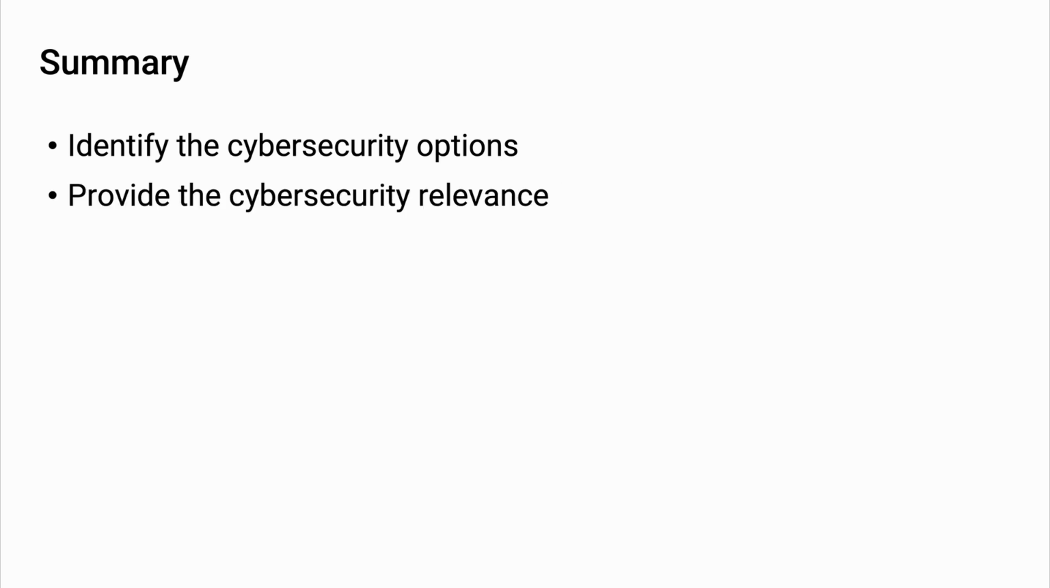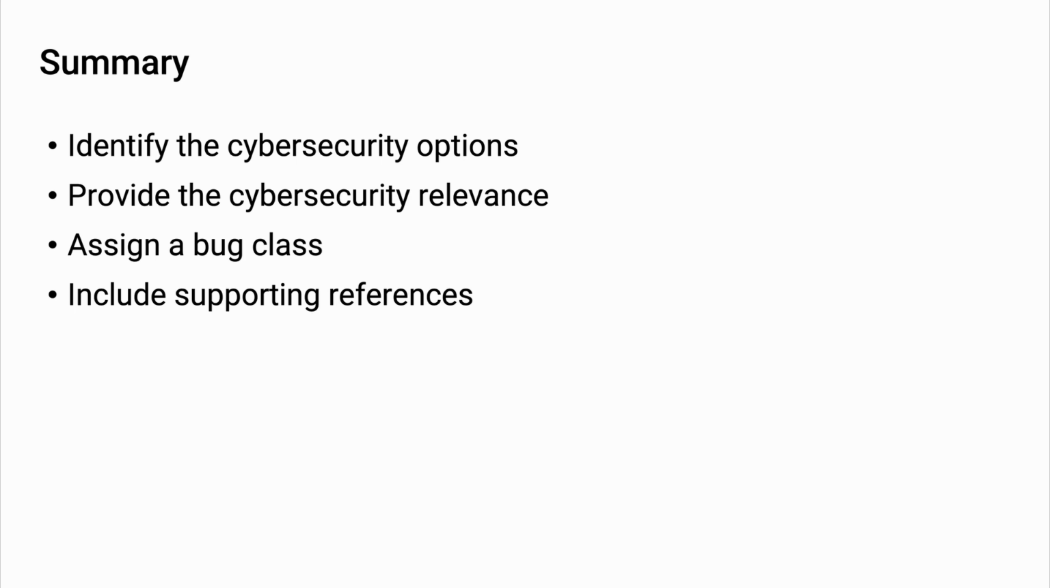Now let's do a quick recap of the steps that we used. We're going to start by identifying the cybersecurity options. We'll then provide the reason the option is relevant from a cybersecurity perspective. We then assign a bug class to each option. And finally, we'll include any supporting references.